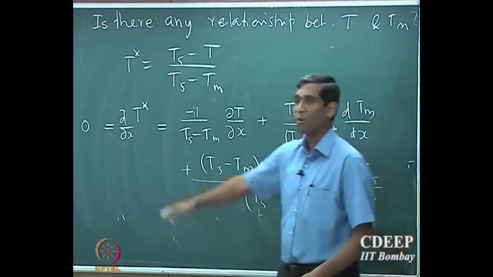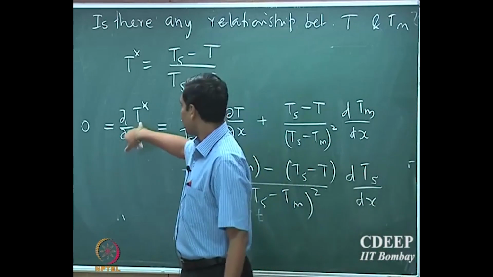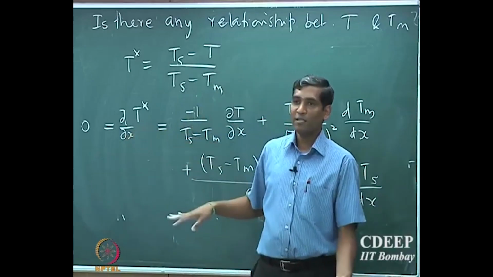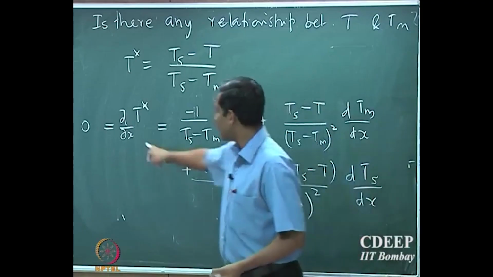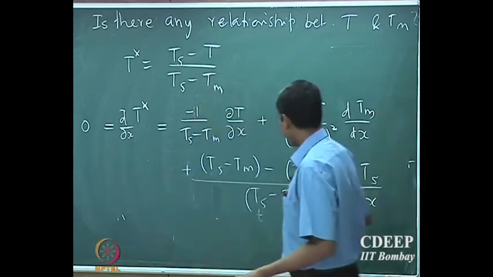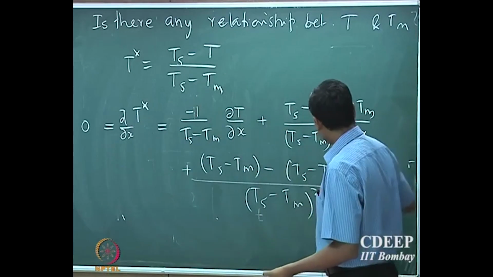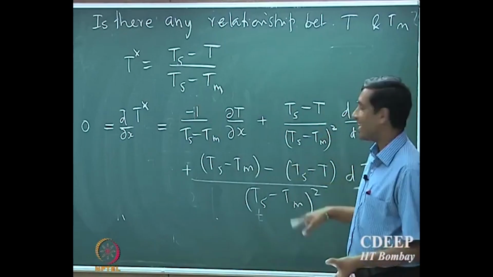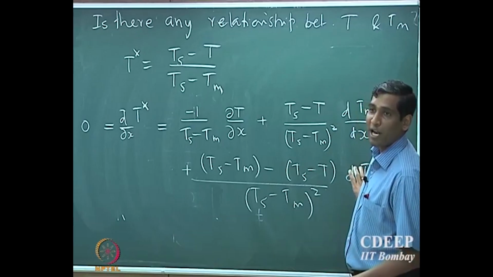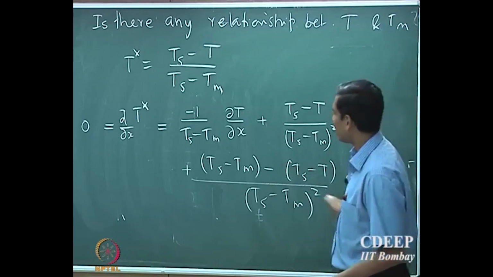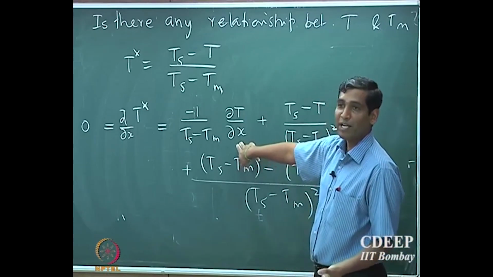okay, and that should be equal to 0 because the dimensionless temperature is now independent of the x position in the fully developed regime, and therefore this derivative is 0, and therefore this gives you an expression which relates the gradient of the cup mixing temperature and the gradient of the surface temperature with respect to the gradient of the local temperature.